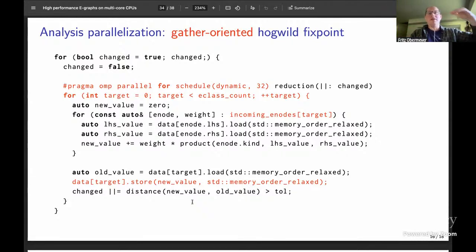So each worker can own a cache line that it's writing to. And then it's hog wild in that I don't synchronize the reads and writes. So I use relaxed atomics here. And this is really nice.